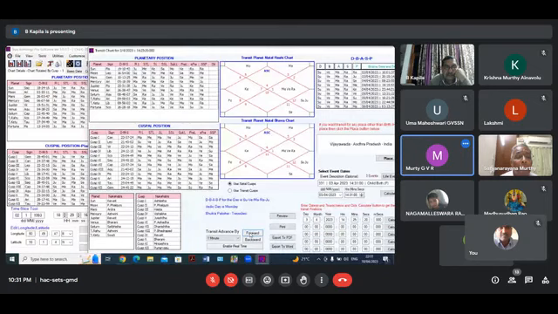Mars, next. Rahu. Rahu is also not suitable. No, Rahu as sublord is okay, na? Rahu as sublord is okay. Yes sir. Rahu as sublord is not okay, again it will be like Mars.